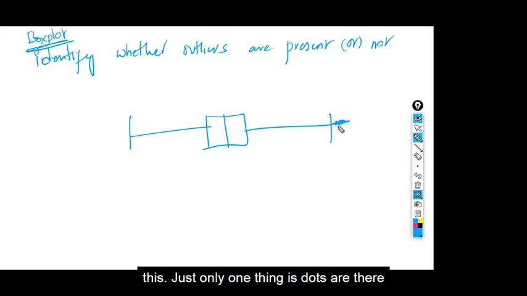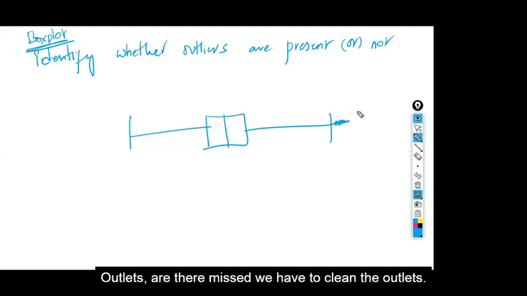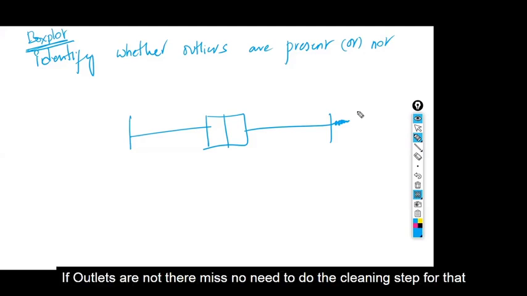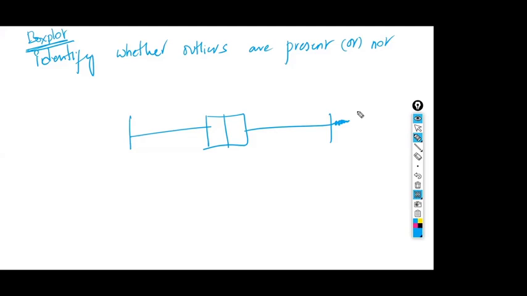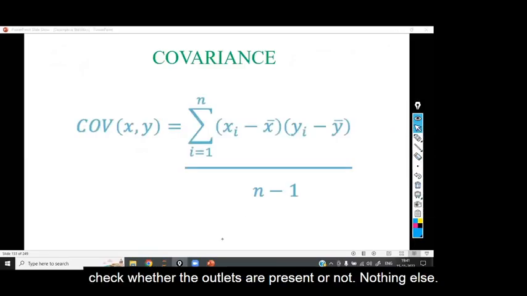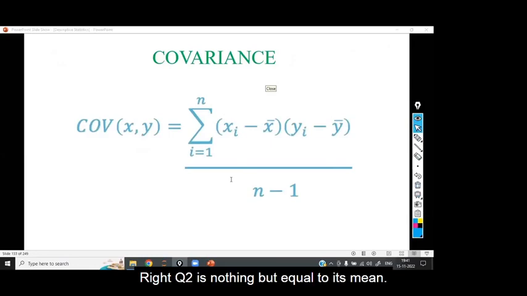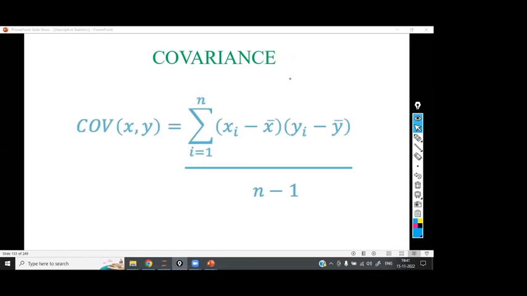Just one thing: whether dots are there or not. Dots are there means outliers are there. Outliers are there means we have to clean the outliers. If outliers are not there, there is no need to do the cleaning step. Is that clear? So the box plot is used to check whether the outliers are present or not. Nothing else. Right? Q2 is equal to the median.